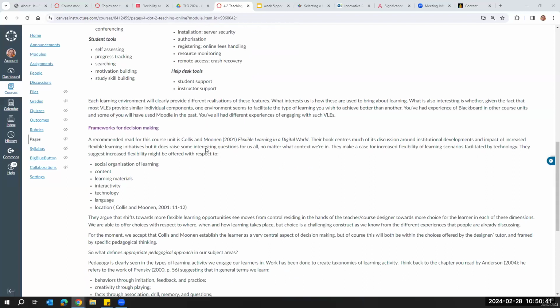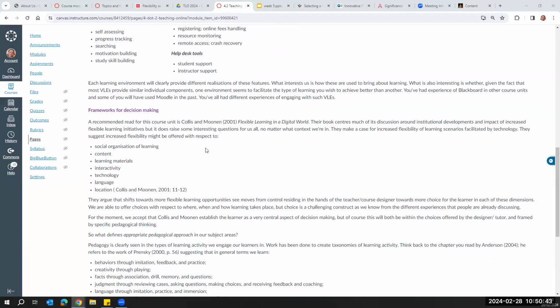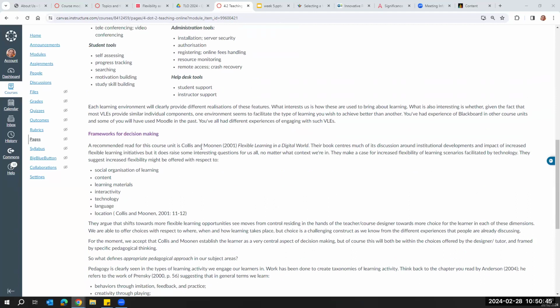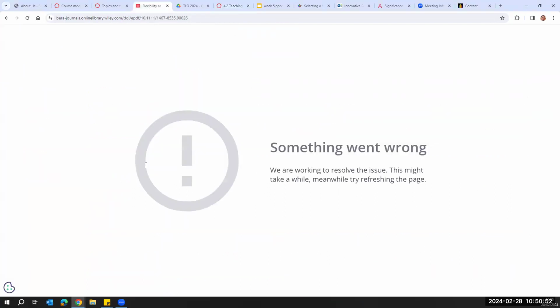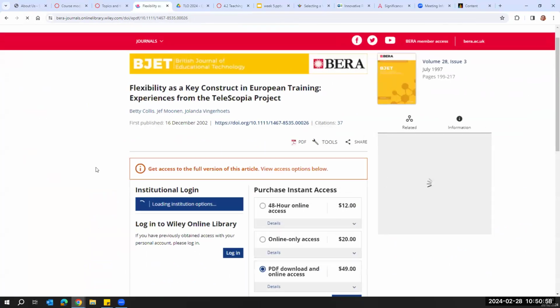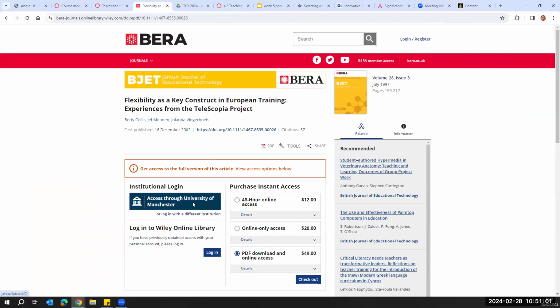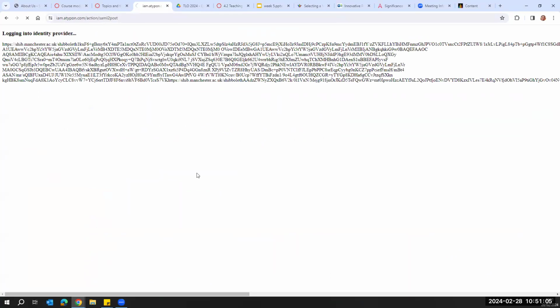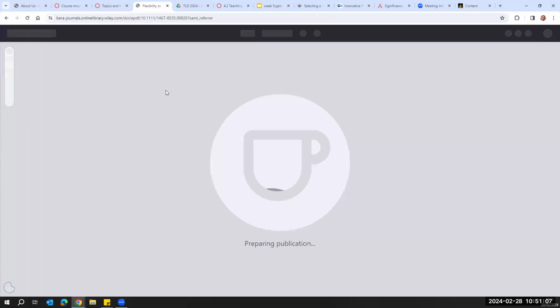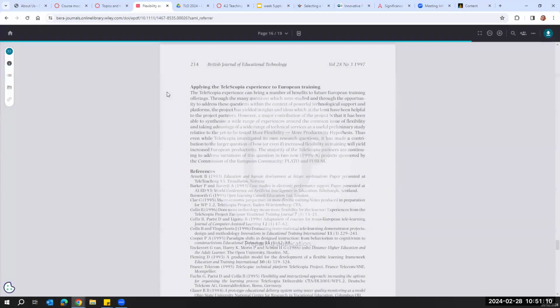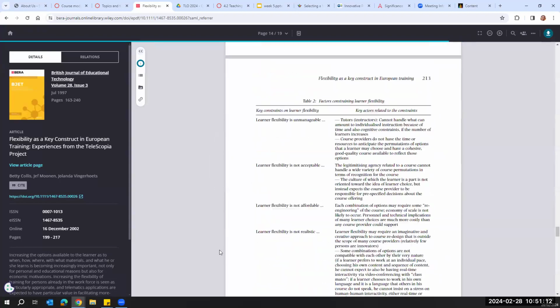We also have other frameworks of decision making that, again, are provided by Collis and Moonen. And this is a shared reading that you did. You were asked to read this. Something went wrong, but it's from the journal, the reading by these three colleagues. These people started talking about flexible learning. I don't think I'm going to be able to access it. Okay, there you go. So you didn't have the chance to read this.